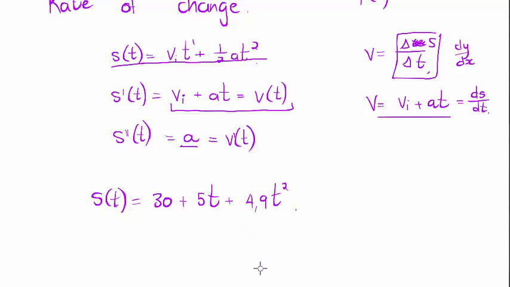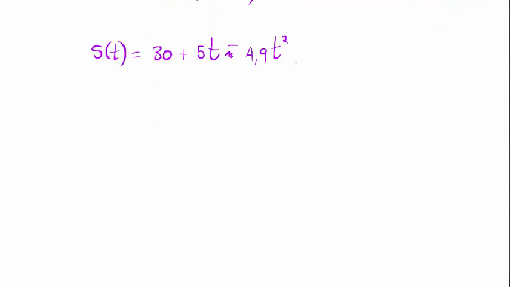This formula gives the height above the ground of an object that's thrown up into the air. Sorry, that should be a negative. A simple question might be, how high is it above the ground before it is thrown? How will you work it out? The first question: how high is it above the ground before it's thrown?